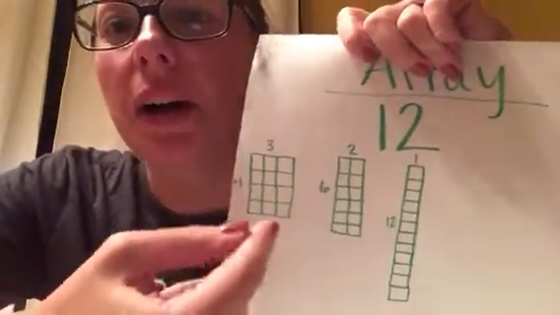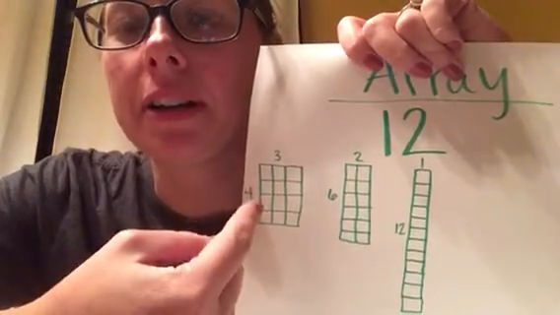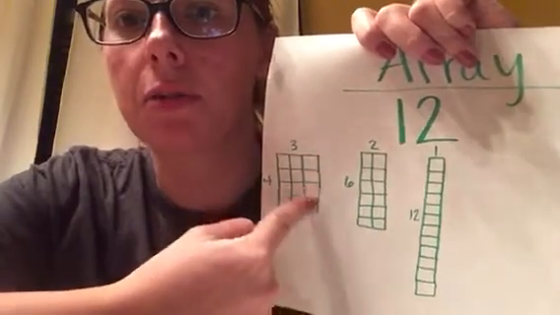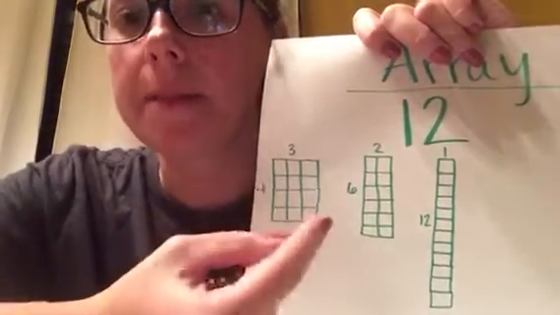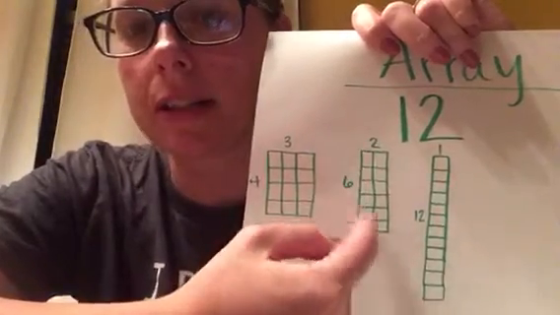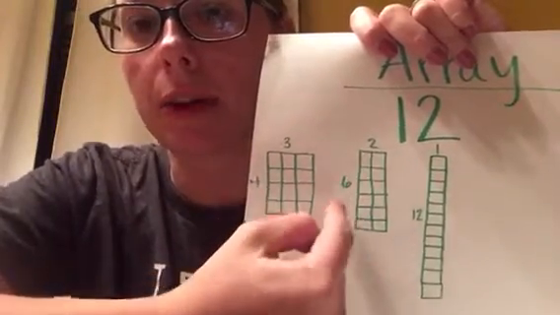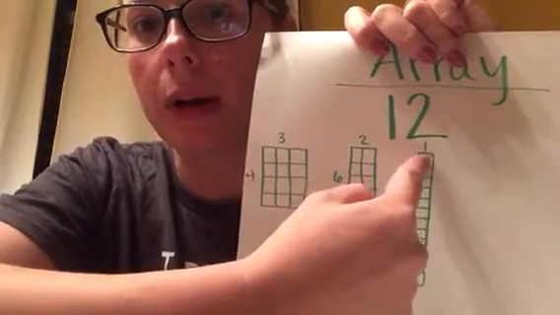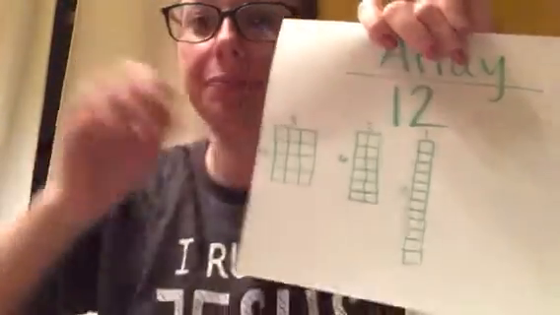Okay, so I drew an array of 3 by 4. So 3 going across and 4 going down. There's a total of 12 blocks here. I know that 3 and 4 are factors of 12. 3 times 4 equals 12. And I did the same here with 2 and 6. So I have 2 blocks going this way and 6 going this way. And I know that 2 times 6 equals 12. And then the same for 1 and 12. 1 box going this way and 12 going down. So these are all the numbers that are factors of 12.